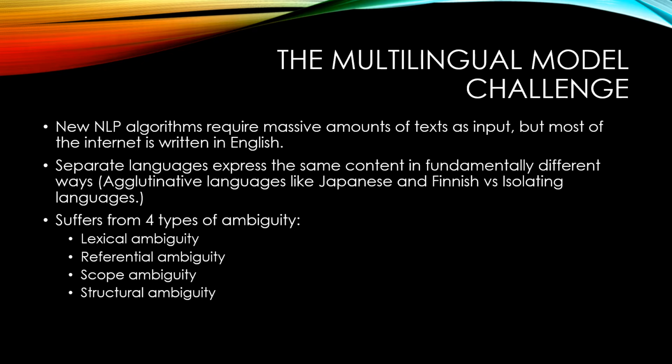Separate languages express the same content in fundamentally different ways. Agglutinative languages like Japanese and Finnish versus isolating languages structure their words in very different ways, and that has to be programmed for in the algorithms. There are also four large types of ambiguity that vary between different languages. That's lexical ambiguity, referential, scope, and structural ambiguity.